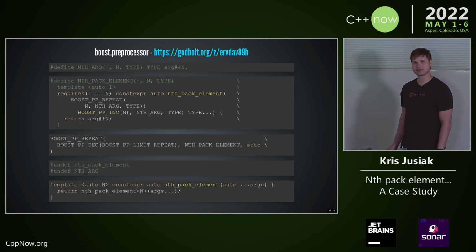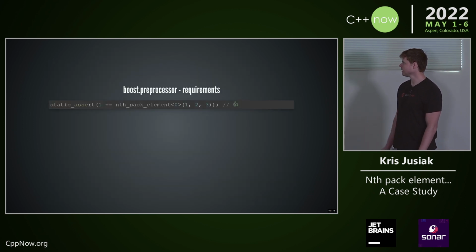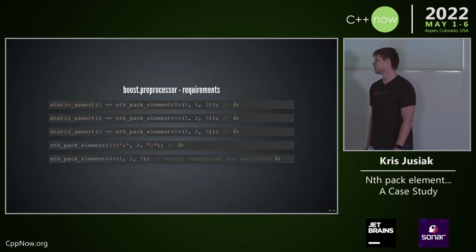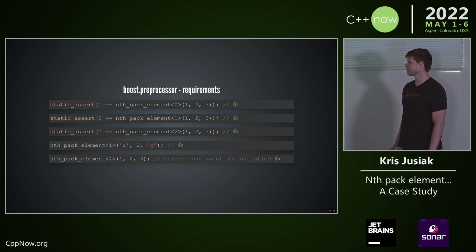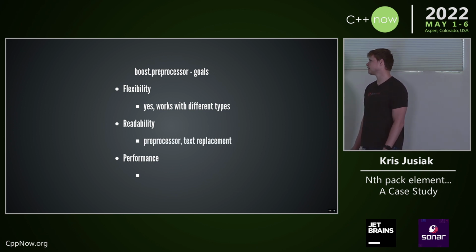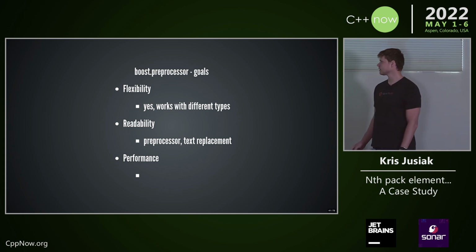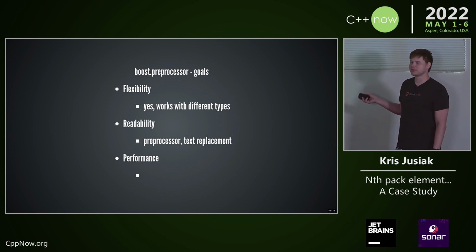This actually generates 1024 overloads. Does the compiler actually compile 1024 overloads? We'll see the benchmarking. It's not the fastest, I can tell you that. But it works. So verify that on our requirements. Flexibility: works with different types. It's a preprocessor, so if you screw up anything, good luck, because it's a tag replacement. It took me a day to actually do it.